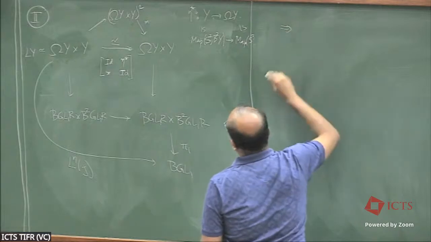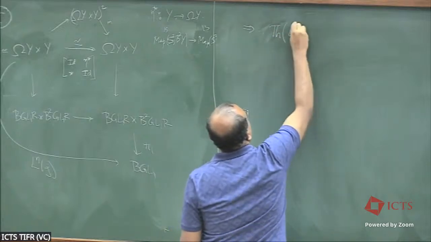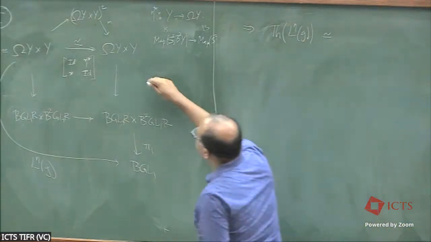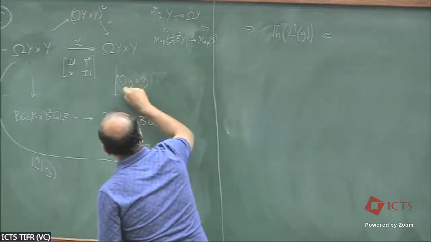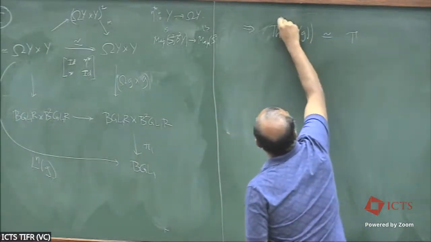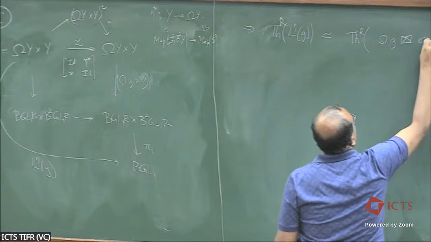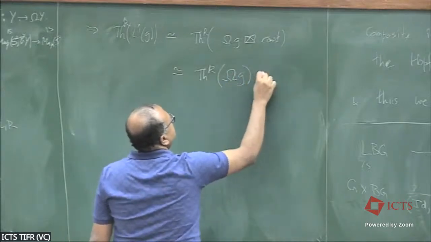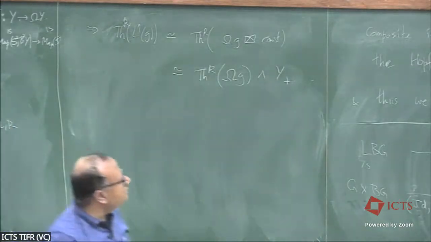This implies the Thom spectrum of this L eta of G is equivalent to this particular map, but this particular map is nothing but omega G cross identity cross G, but now you are taking projection onto the first factor, so that means this is THR of omega G box cross the constant map, so that is THR of omega G smash Y plus. So that's the second special case.